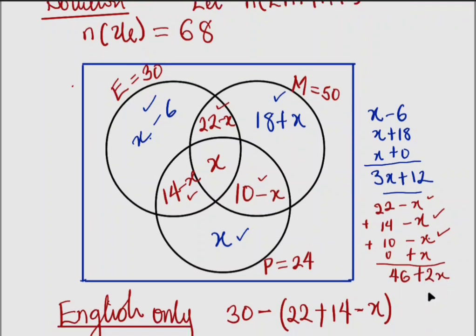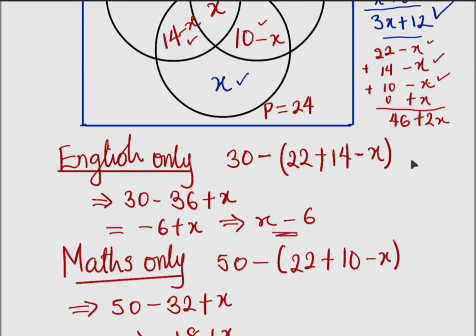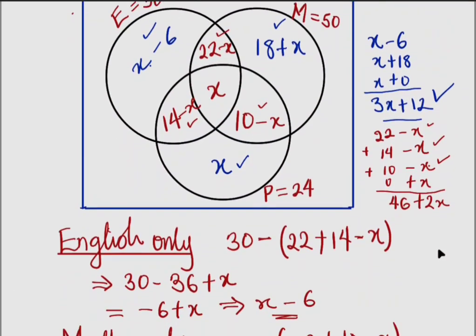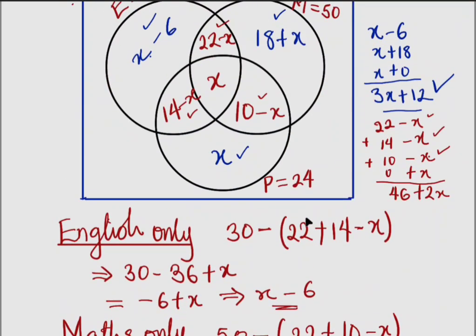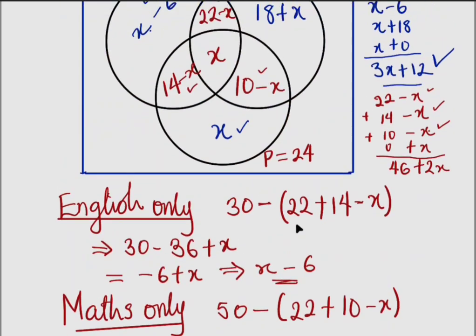Let's copy everything down here so that we can easily write them out. So we have 3x plus 12, then plus, what do we have here again, 46 plus 2x. Everything must definitely be equal to 68.